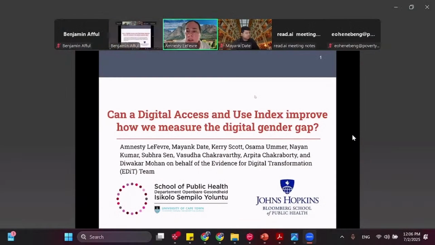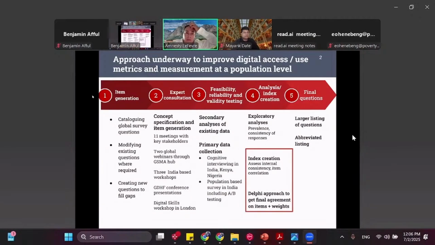So Mayank and I are pleased to be here today to speak on behalf of our larger consortium from the University of Cape Town, Johns Hopkins School of Public Health, and our colleagues in India from Oxford Policy Management and the GXD Hub. As Imran kindly mentioned, the focus of our talk will be on a digital access and use index, which our team has been working to develop as a way of reconceptualizing how we measure the digital gender gap to extend beyond traditional parameters of phone ownership and internet use. And this work is being conducted as part of two separate investments from the Gates Foundation, which endeavor to harmonize measurement of digital access and use across domains of access, digital competency, safety, security, digital agency, and social and gender norms.